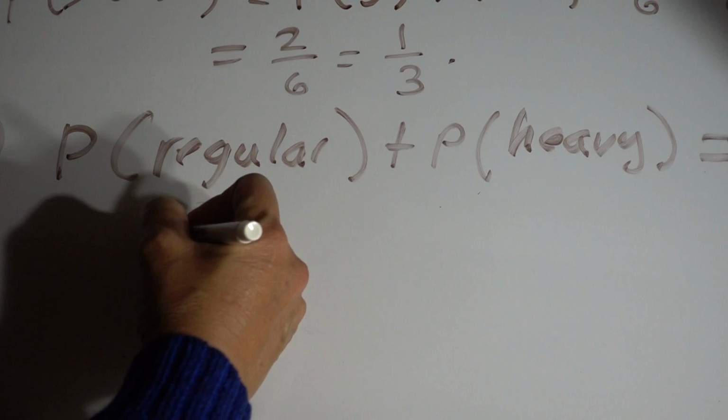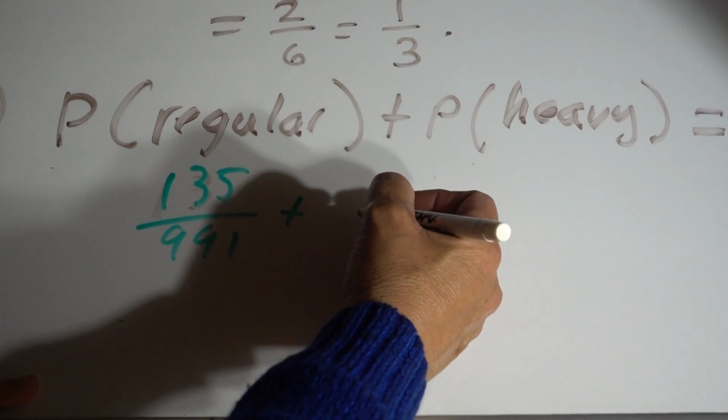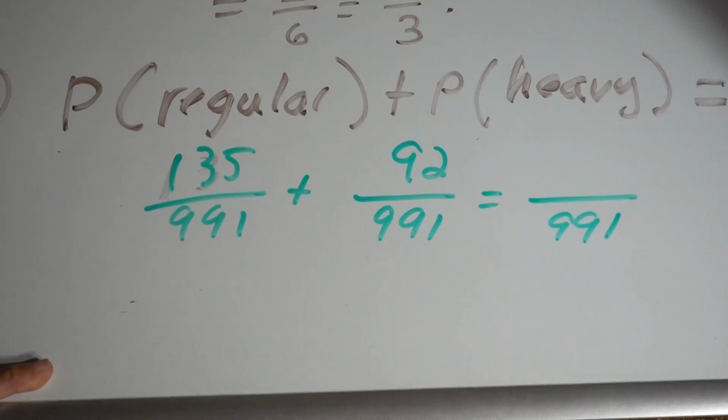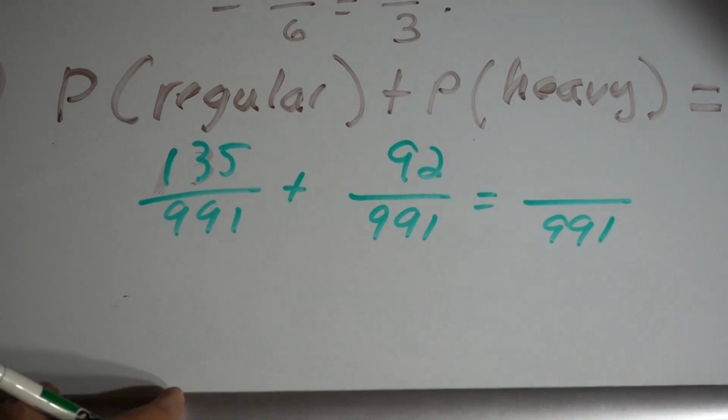Let me change my colors here. 135 over 991 plus heavy smokers, we have 92 over 991. So we have the same denominator. We write 991, and on top we have 135 plus 92. And we have the answer.